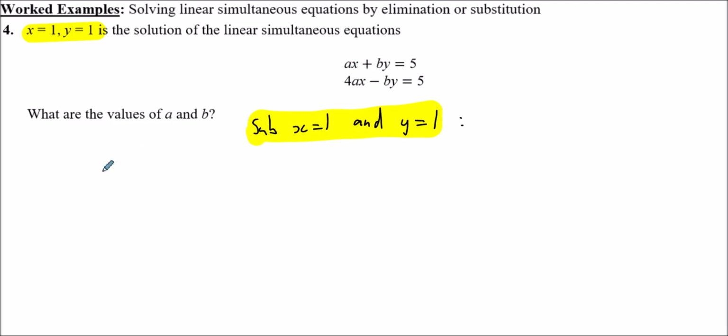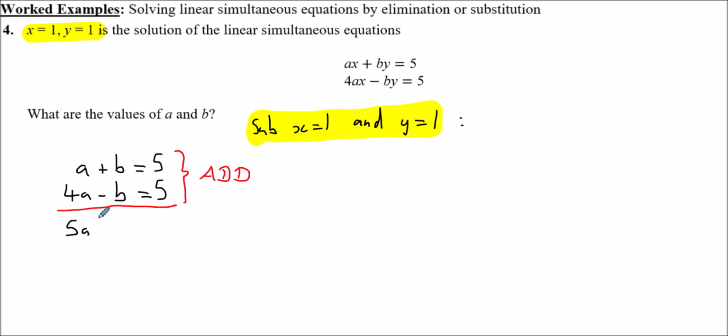So when x is 1, ax is just a. When y is 1, by is just b. So we have a plus b equals 5. And when x is 1, 4ax becomes 4a. Minus by, when y is 1, just becomes minus b. We can then just add these equations together because we have the same magnitude of b's but opposite signs. So if we add those, what we're going to get is a plus 4a, which is 5a. The b's will cancel. 5 plus 5 is 10. Therefore, we see that a must be equal to 2.